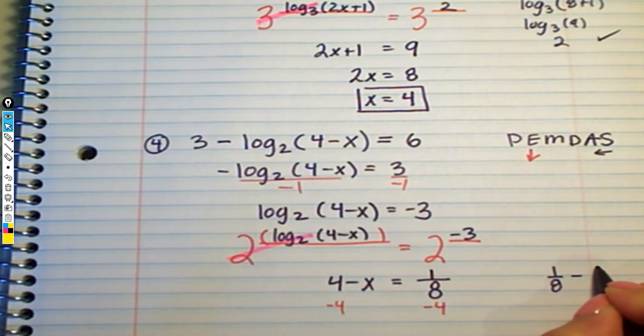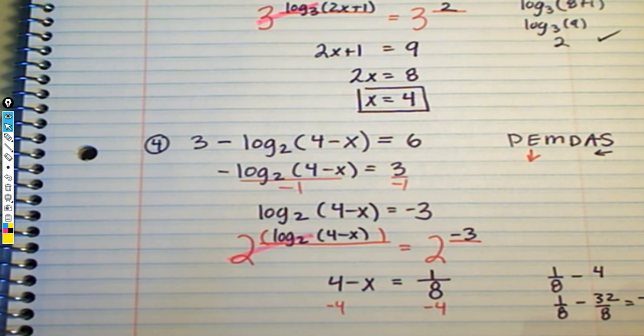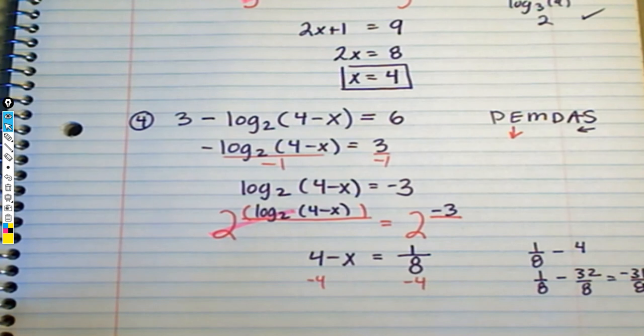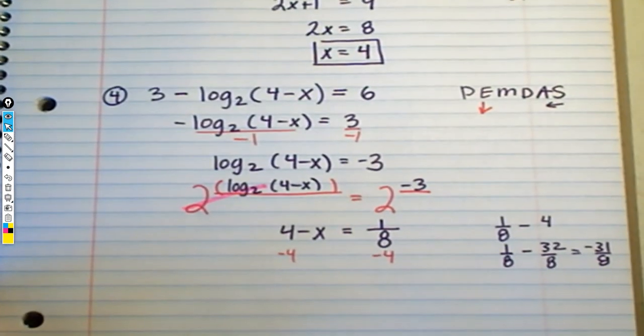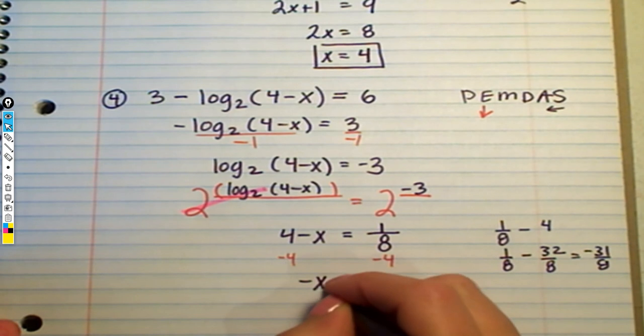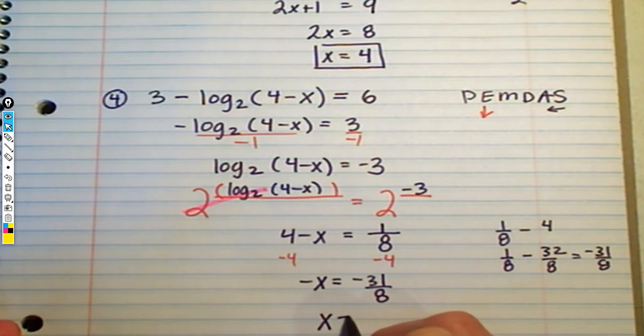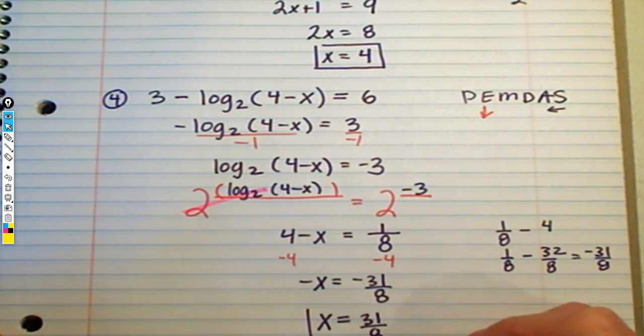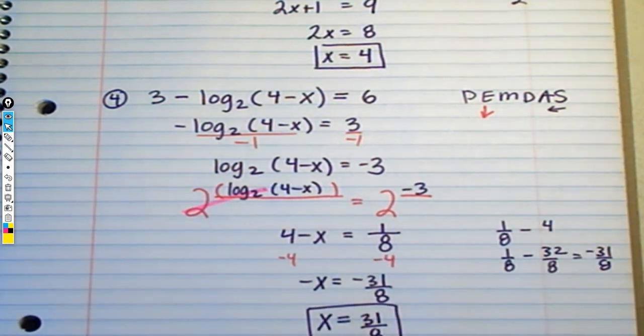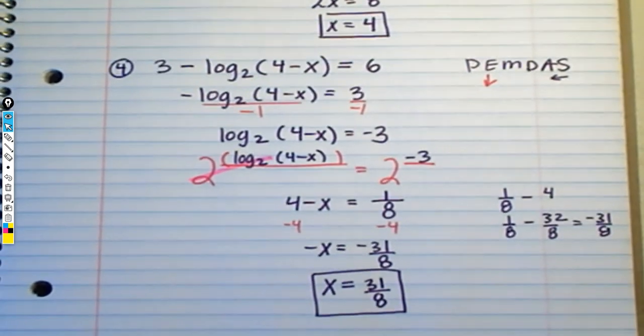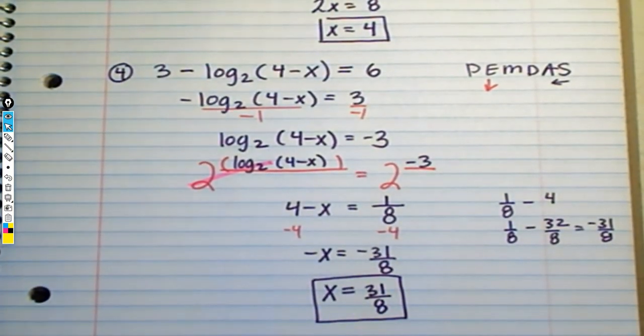1/8 minus 4 is 1/8 minus 32 over 8, so that's minus 31 over 8. There's my arithmetic. So we have negative x equals minus 31 over 8. So x equals positive 31 over 8. Whew. All right, good work. Go ahead and try that next set of problems.